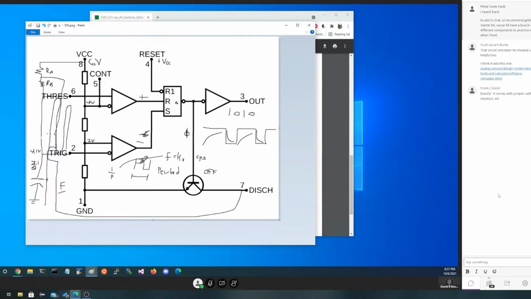Now, we have an on time and an off time. The on time's percentage to the total time is what we call what? What's the name of that? Scott, what do you call that? Duty cycle. Yeah, the duty cycle.